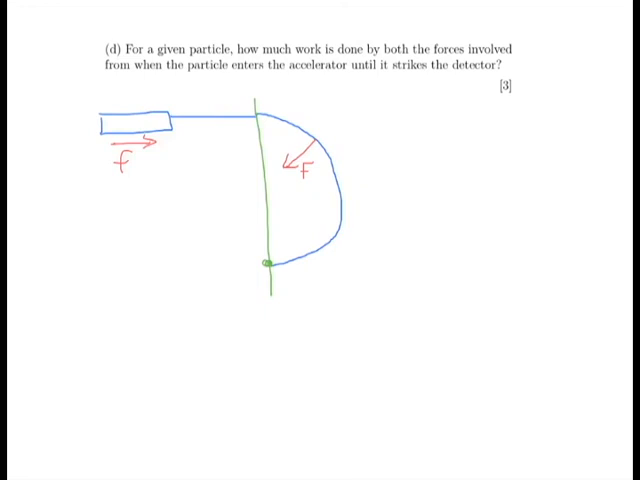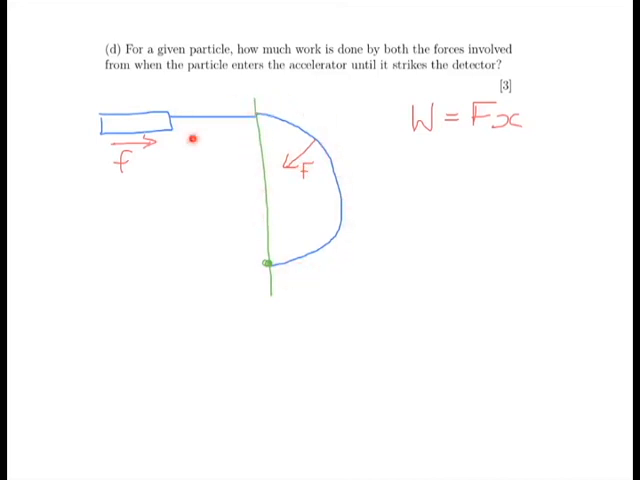Remember from our definition of work done equals force times distance moved in the direction of that force. Now here's a problem. This force here is not acting in the direction in which the particle is moving. So therefore, actually, in this region here, the work done is 0.